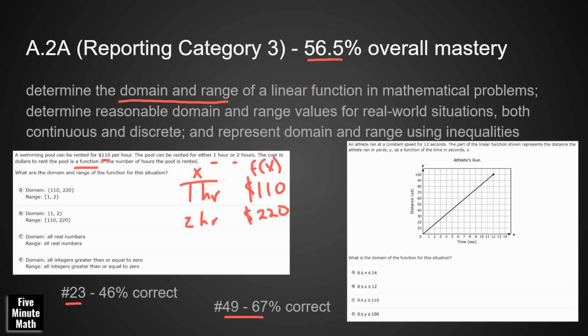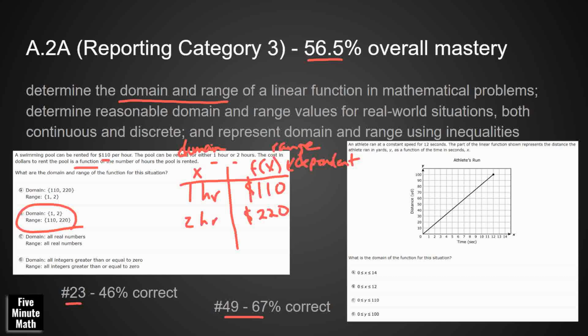Remember, our f of x also serves as our dependent variable, which means this is our range. Think of it as our y. This is our domain. And if we just take the first sentence there, they give us the x and the y. 1 hour, 2 hour, 110 each. I'm just going to double that 110 to get my 220. And so we've got it right here. Here's my domain, 1 hour and 2 hours. My range is 110 and 220.